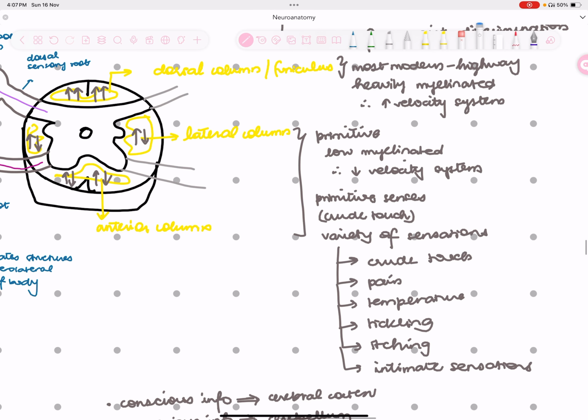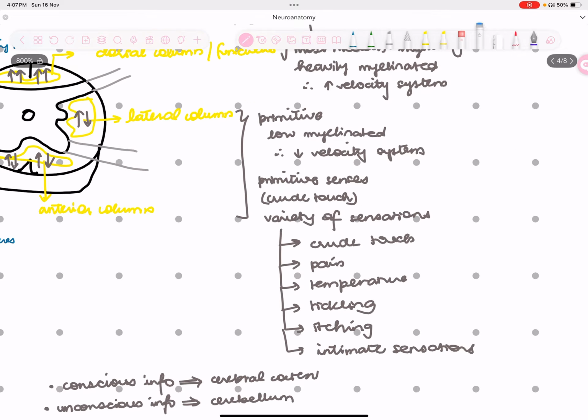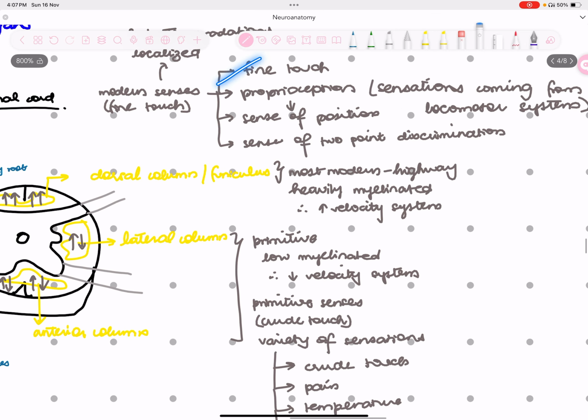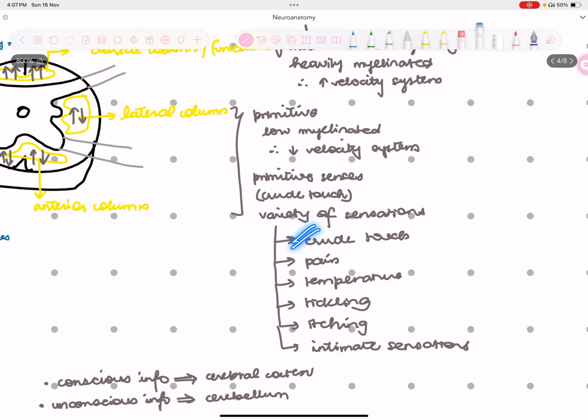That's the reason people were intimate and reproducing. So these are all very primitive sensations, even tickling, itching, and crude touch. One is fine touch, and one is very coarse and crude touch, right? Fine touch, we've already clarified, is carried by the dorsal column, and crude touch is your anterior column sensation. Now this is primitive, therefore it's a low myelinated, low velocity system, and it has primitive senses like crude touch, pain, temperature, tickling, itching, and intimate sensation.